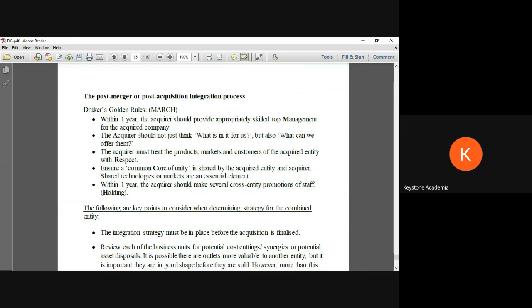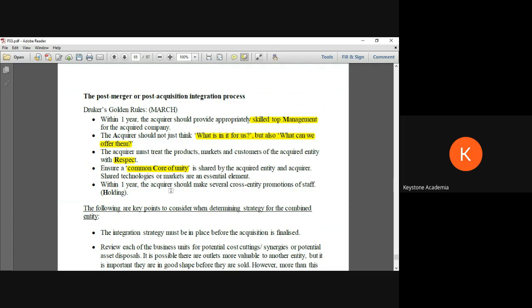So the first one is within one year, we should give the top management to the target company to help them grow. Second is we should not always think what we are getting for us, but think for others also, what we can offer them. Third one is we should respect their cultures, their product, their customer, their way of working. Fourth one is once the acquisition or merger is done, we all should work as a common core of unity, basically one organization. There should not be bias against each other.